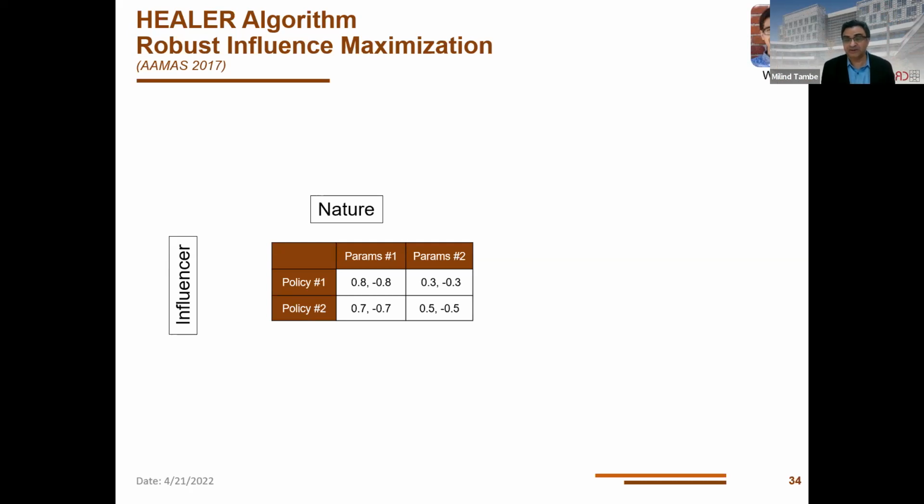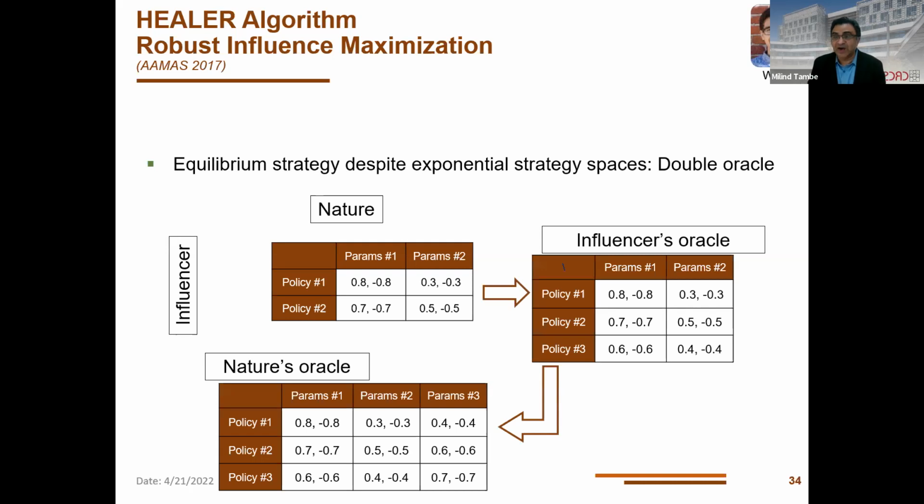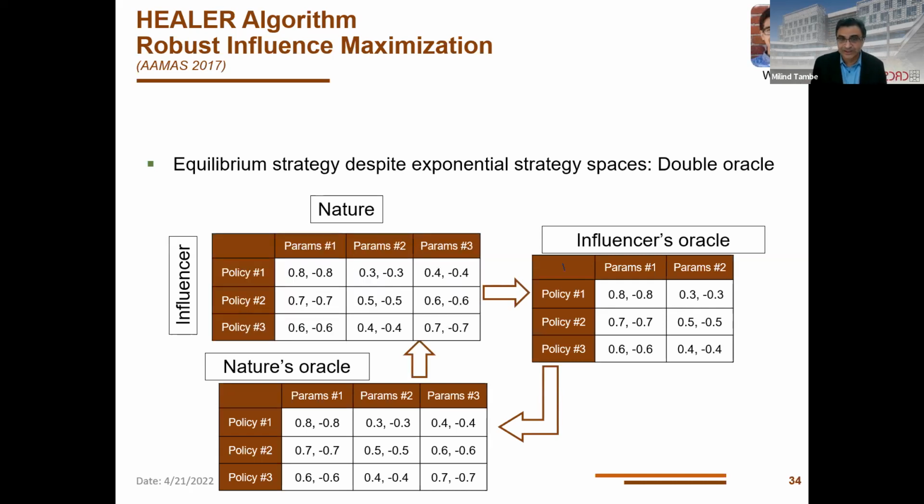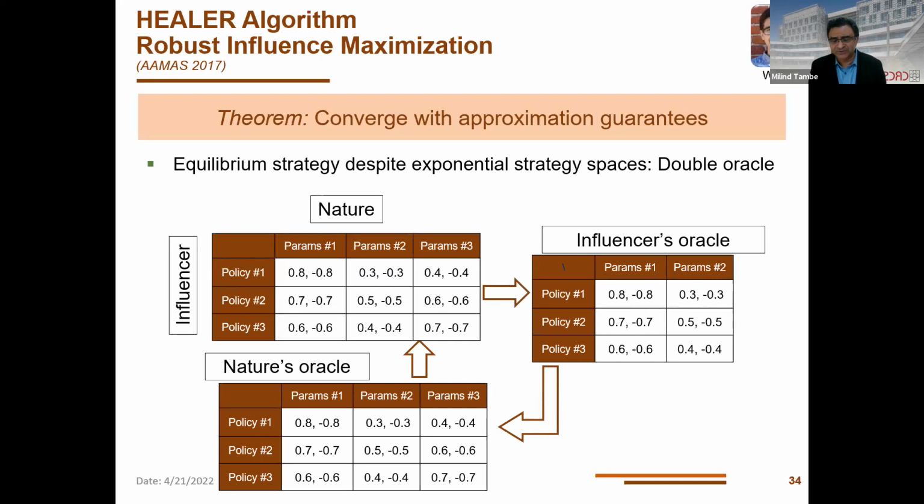Therefore, we use a double oracle approach. Essentially, we initialize a small number of strategies for the influencer and nature, for both agents. And then we have this iterative algorithm: an influencer oracle that will provide its best response, and nature's oracle provides its best response. So the game grows. And we keep iterating in this fashion until convergence. And often we converge very quickly with approximation guarantee. So we can solve this game without actually expanding all of the strategies at all. So this is the way we get to a robust strategy.